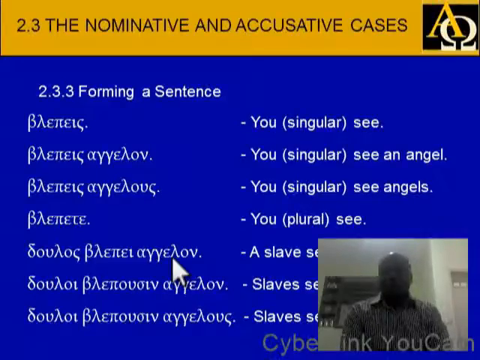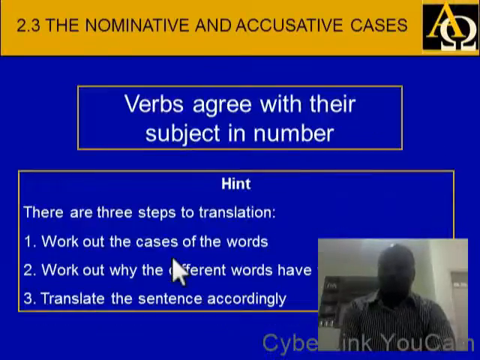So douloi blepousin angelon. Slaves see an angel, literally, slaves, they see an angel. But we don't repeat the verb because it's already captured by slaves. So we just say slaves see angels. And then douloi blepousin angelous: slaves are seeing angels. In this case, it has become plural. Verbs agree with their subject in number. If the verb is singular, the subject will also be singular in number.